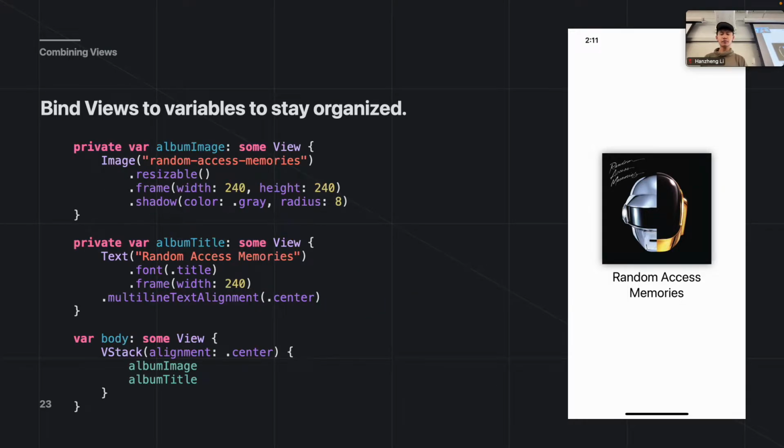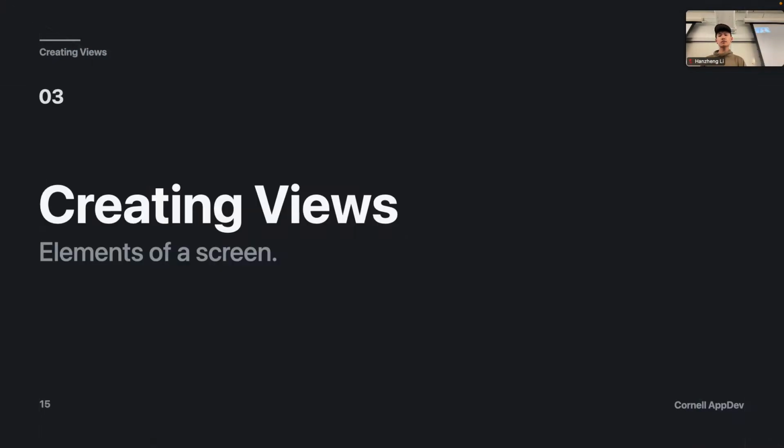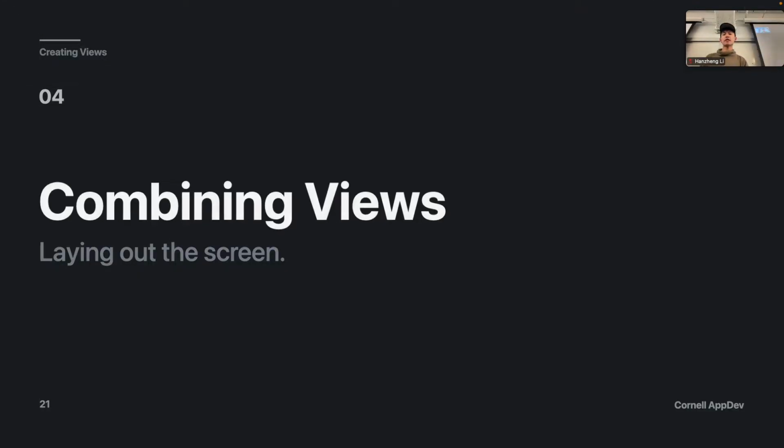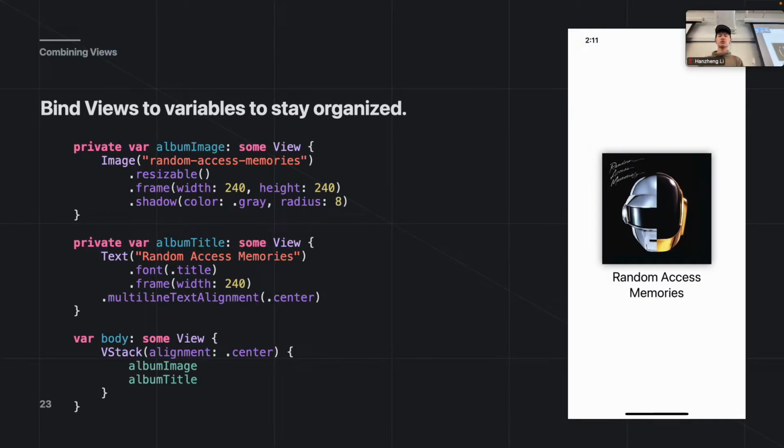There's also a way to organize this, because in your body variable right here, if you have a bunch of layers of VStacks and HStacks, which I'll get to in a second, and a ton of views all in one place, it's going to get really messy. It's going to be a really long variable declaration. So you can separate it out by binding these views to variables, right? And because you don't really want to access these view variables from outside of your view, you can mark them as private.